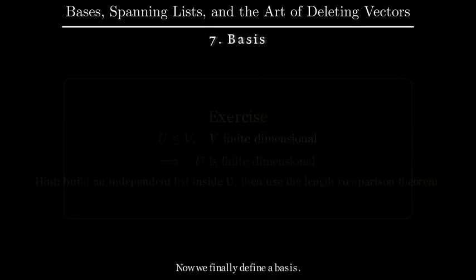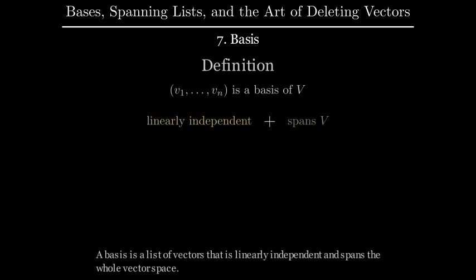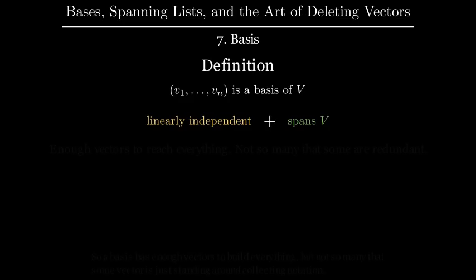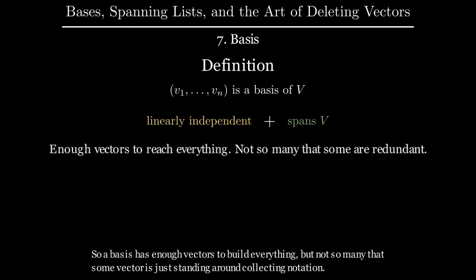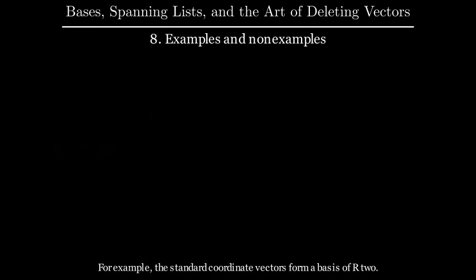Now we finally define a basis. A basis is a list of vectors that is linearly independent and spans the whole vector space. So a basis has enough vectors to build everything, but not so many that some vector is just standing around collecting notation. For example, the standard coordinate vectors form a basis of R2.